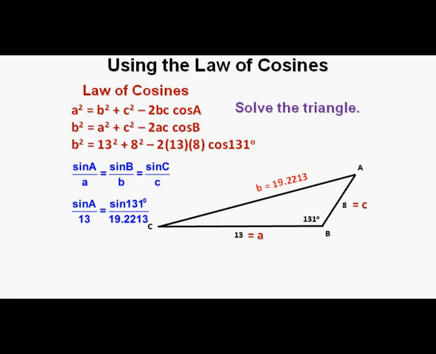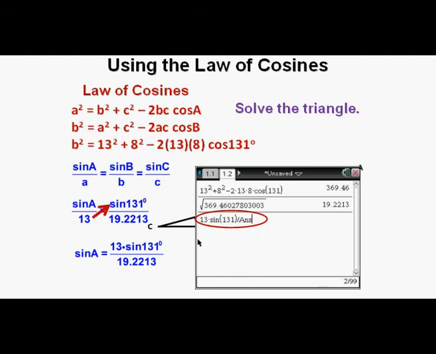degrees over 19.2213. To solve this equation for sine A, we cross multiply the 13 to the other side of the equation, and that leaves us with sine A equals 13 times the sine of 131 degrees divided by 19.2213. And here it is entered in the calculator. Note that in place of the 19.2213 is ANS.